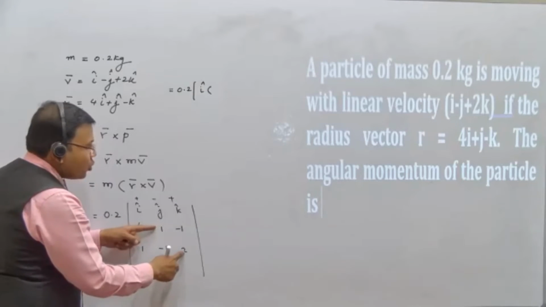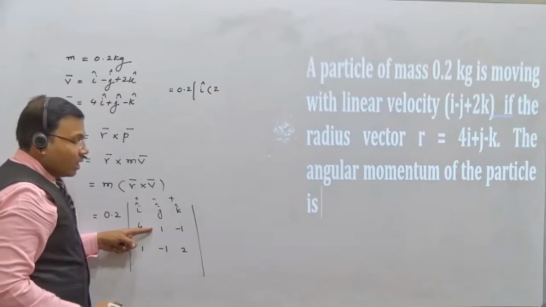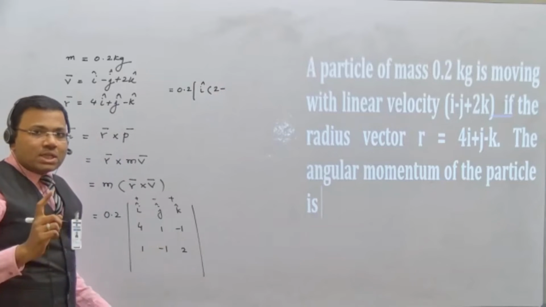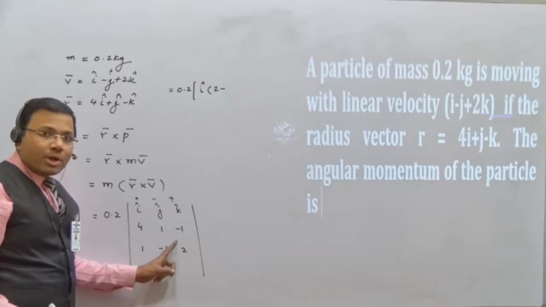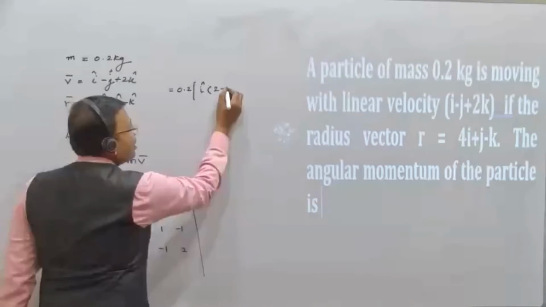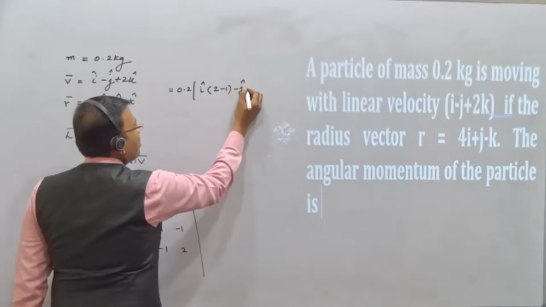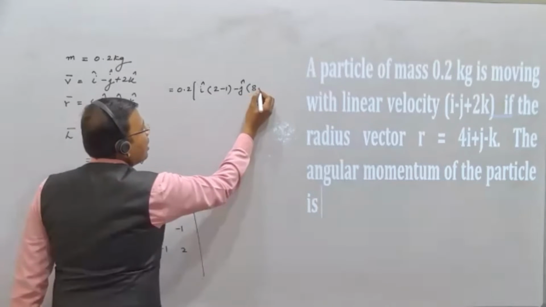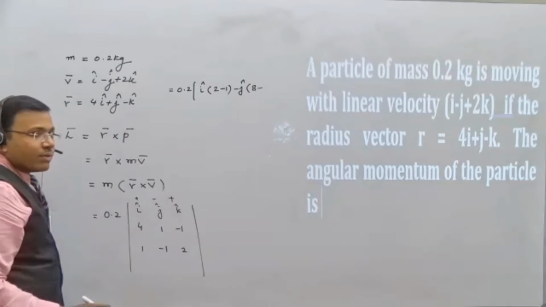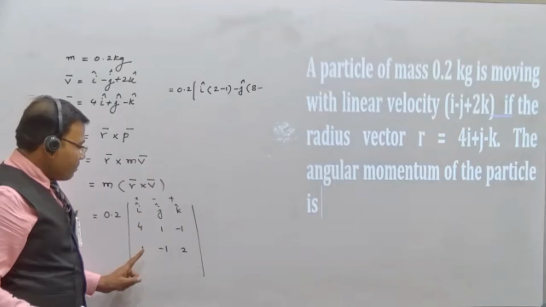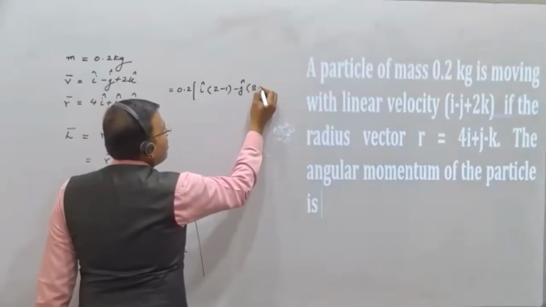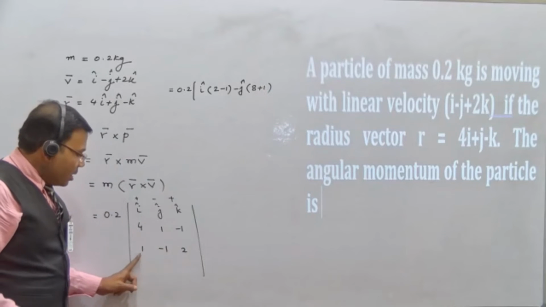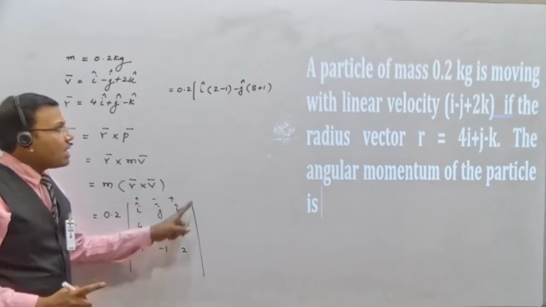Then 1 into 2, it is 2. Then while going up, you have to take the help of minus. Minus 1 into minus 1, it is plus 1. So that I'm writing here 1. Then minus j. J means you have to leave this column. 4 into 2, 8. Then the formula minus. Then 1 into minus 1, it is minus 1, and that minus into this minus will become plus. So this is plus 1. I repeat, 4 into 2, 8, and this is minus 1, and the formula minus plus 1 I have written.